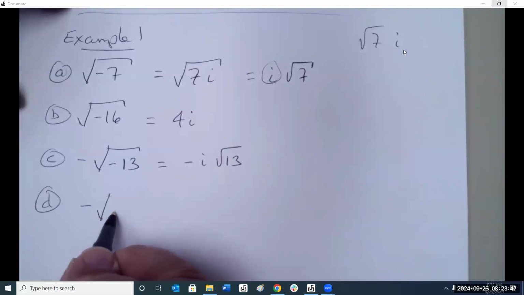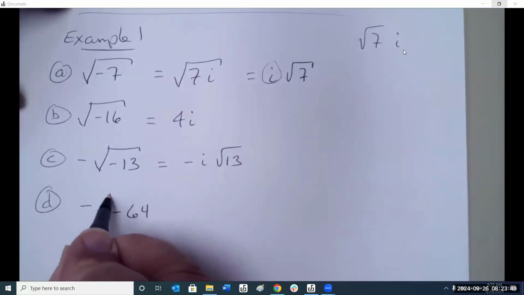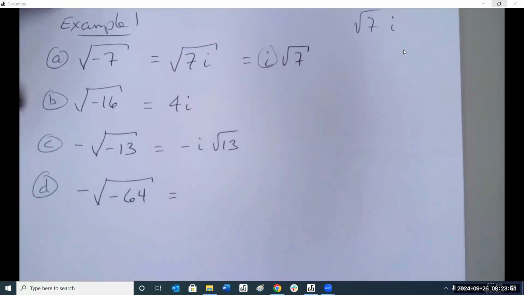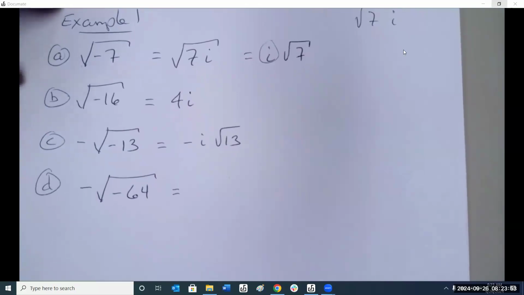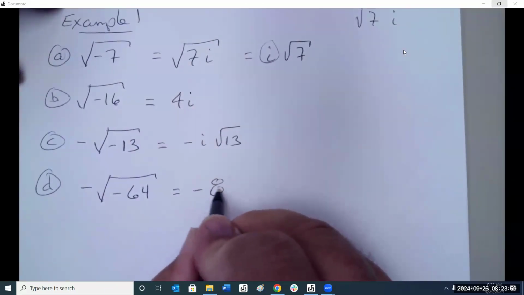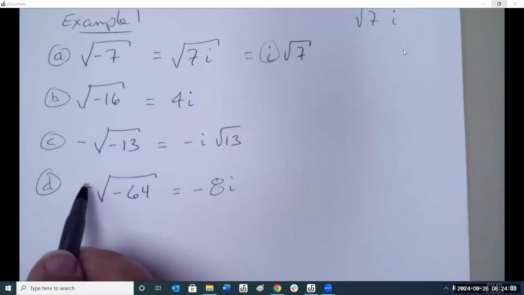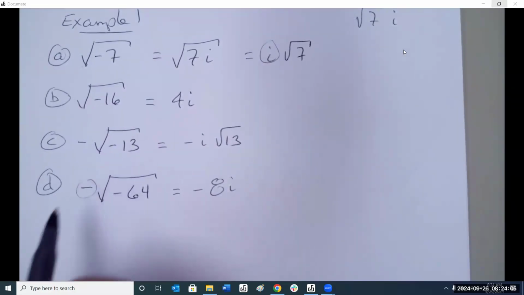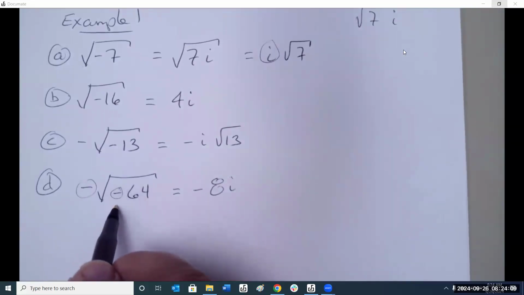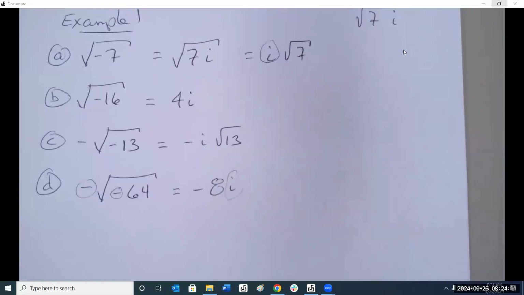Square root of negative 64. Very good. Because we know now that we can't distribute inside there. So if it's a negative in front, the answer is going to be negative. If it's got a negative inside the square root, it's going to have an i. So we just look at the square root of 64, which is 8 times 8.